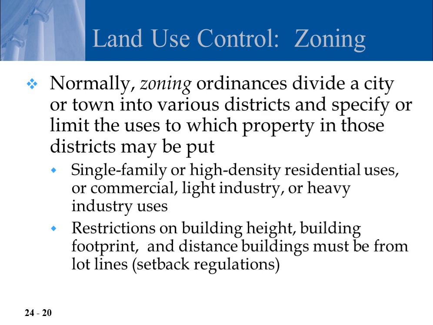Land use control. The other one is zoning, and you're probably familiar with that, where it's residential zoning, mixed use zoning, business. So zoning ordinances divide a city or town into various districts and specify or limit the uses to which property in those districts may be put. So single family or high density residential uses, or commercial, light industry or heavy industry uses. They also put restrictions on building height, building footprint, which is the area that the building occupies on the ground, and distance buildings must be from lot lines, like setback regulations.